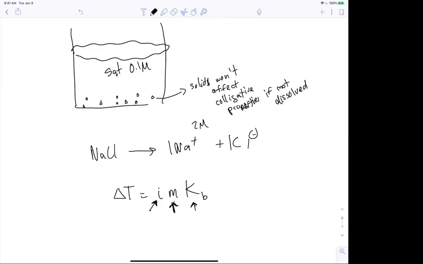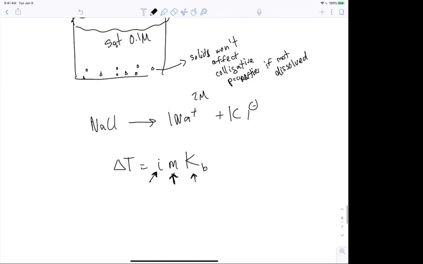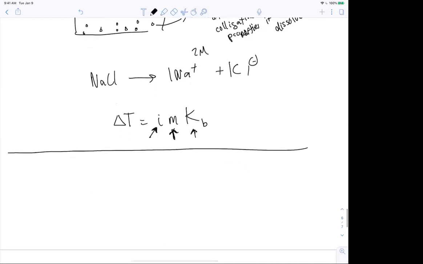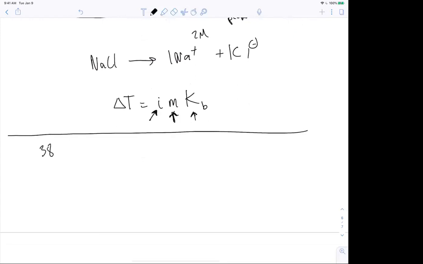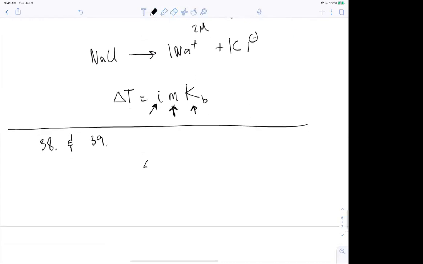Yeah, okay. I just forget the terms. So what you want to use for 38 and 39 is this equation: the delta H of solution is equal to delta H lattice energy plus the delta H of solvation.